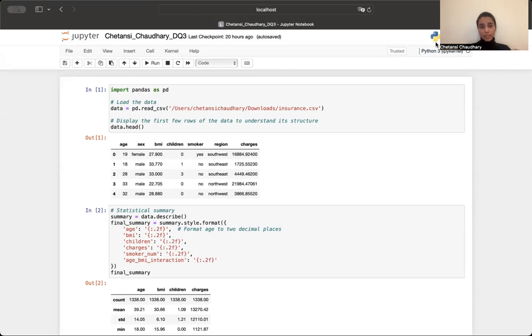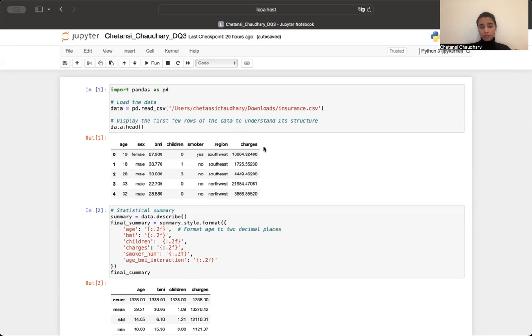Now let's take a peek into the first few rows to get ourselves familiarized with the structure of the data. So we have used data.head to get the first 5 rows of the dataset. And we can see that age, sex, that is the gender, BMI, children, smoker, region, and charges are the columns of our dataset.